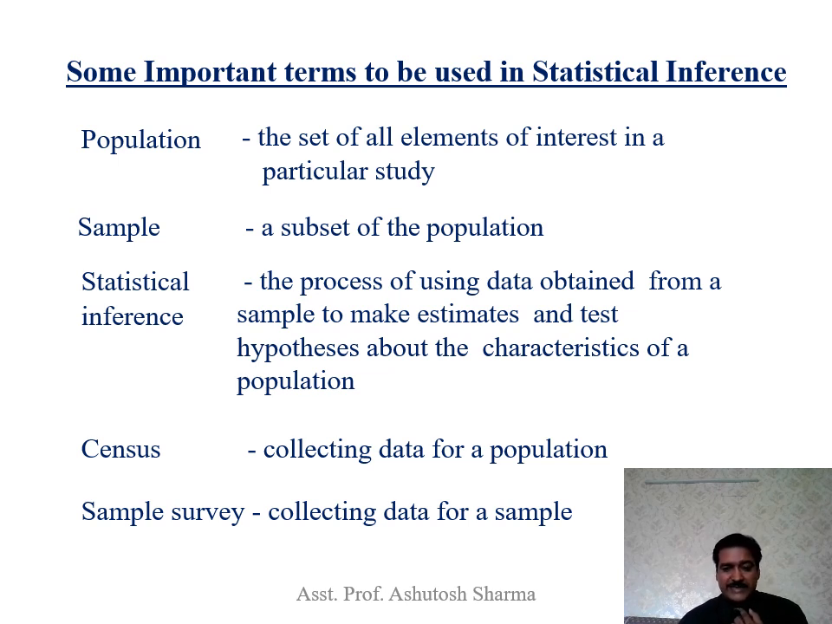What do you understand by census? Collecting data for a population, meaning we have information from each and every element of the population. That is called census. And what is sample survey? When we collect data for a sample only, to make inferences about the population. That is called sample survey.